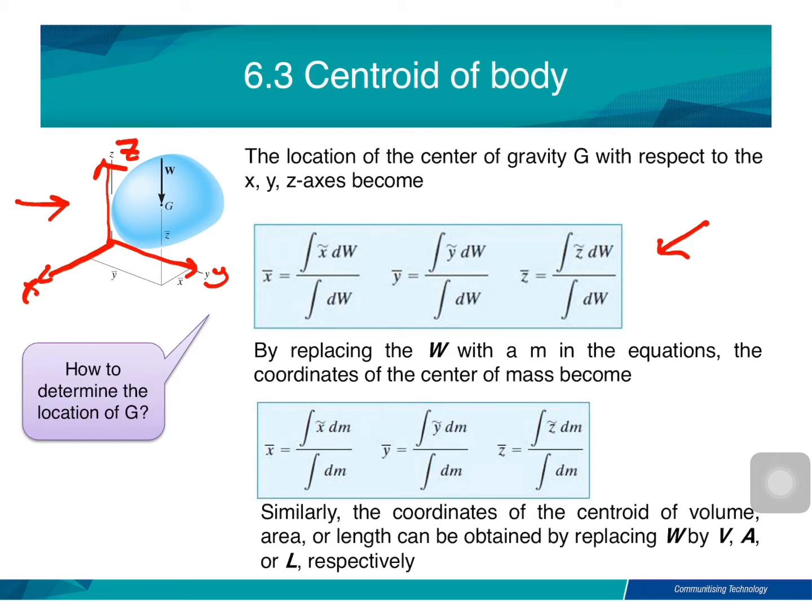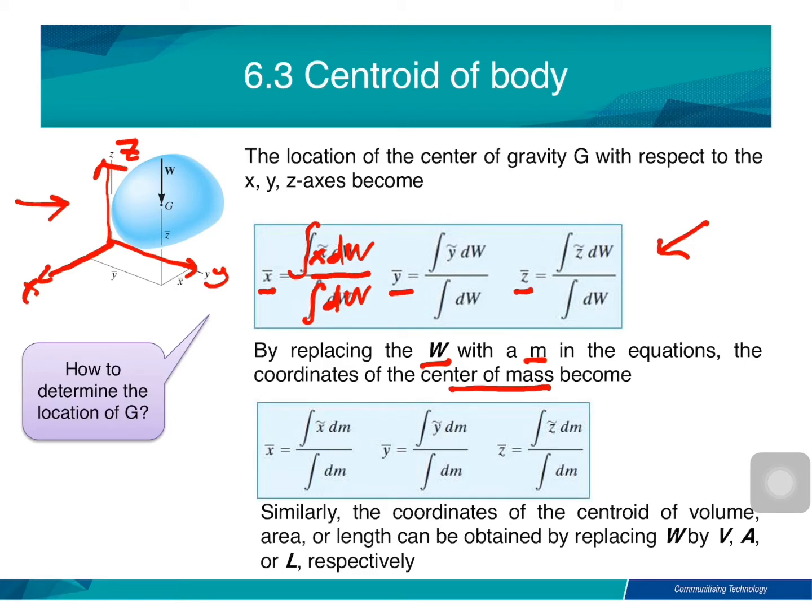We represent here X bar, Y bar, Z bar, which means the centroid coordinates X, Y, and Z. So we need to integrate X dW, divided by the integration of dW. W means the weight. So if you want to calculate the centroid of the weight, we can use this integration. And then we can also use it for Y bar and Z bar. And for this equation, we can replace the W with mass in the equation if you want to get the center of mass.